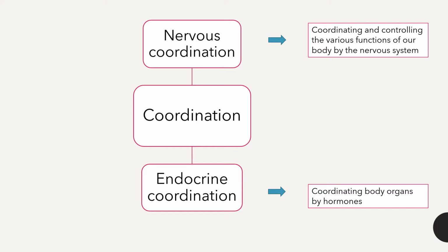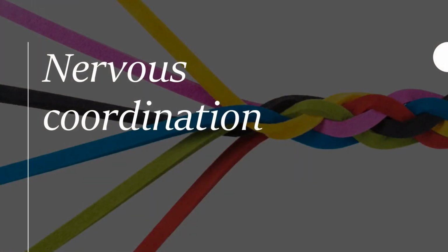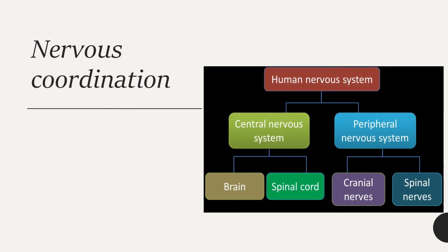So these are the two types of coordination you find in your body. In this lesson, we are going to learn about these two types in detail. So first, let's see what nervous coordination is. Nervous coordination of our body takes place with the involvement of the nervous system.